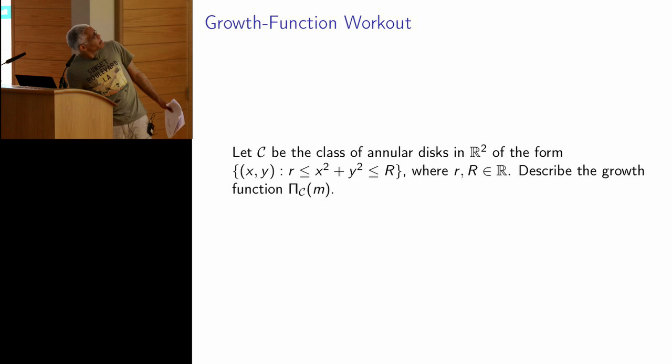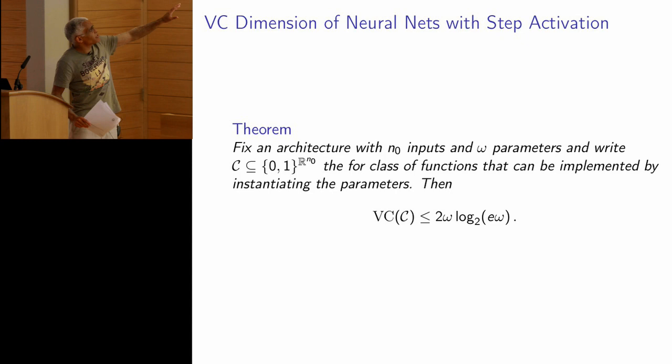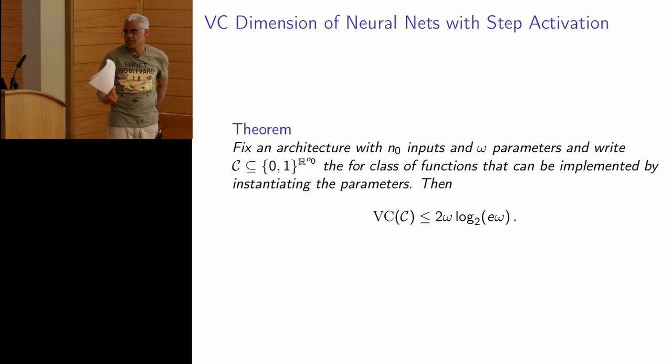So there was Sauer's lemma. This is the connection of VC dimension and the growth function. We introduced neural networks, and we have an idea that the VC dimension should correspond to the number of parameters. And there's a very precise formulation of that in model theory that I'll just state in the second half.